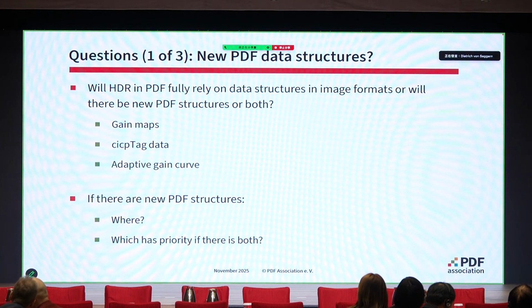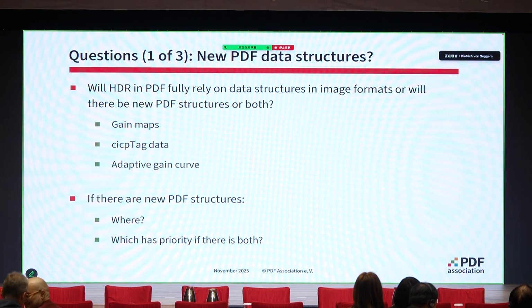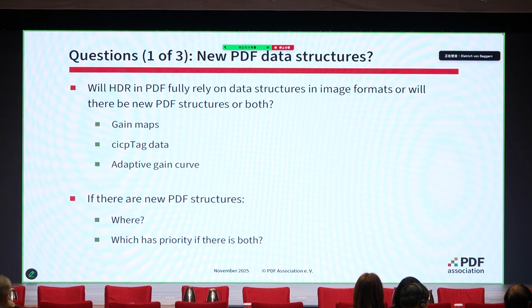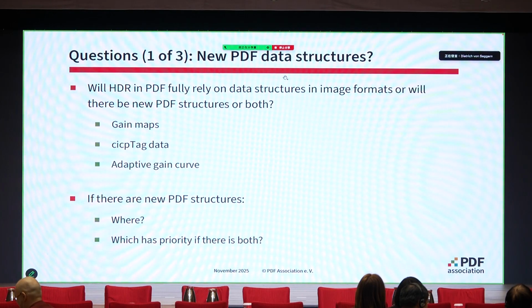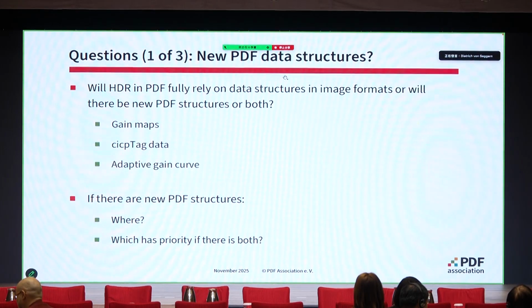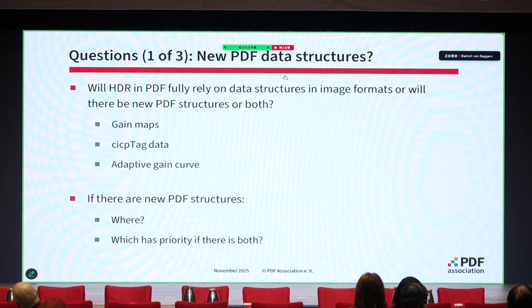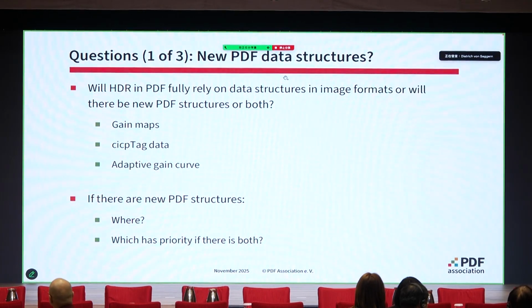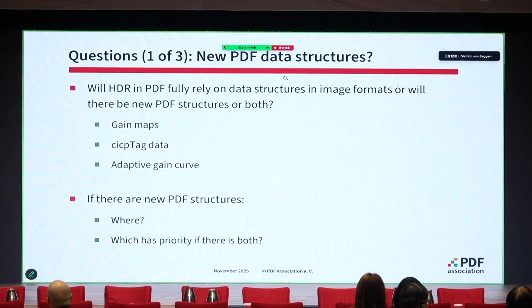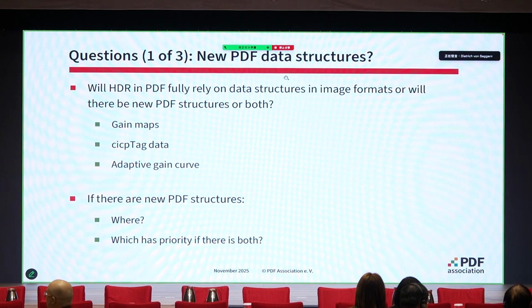And if so, and if both are present, so I have an image with HDR and I have HDR in the PDF, which one will win? This is an open question as of today, both are possible. An advantage of just relying on what is in the image or in the ICC profile is you're always where the technology and the developments are, but on the PDF side, you have everything under control.